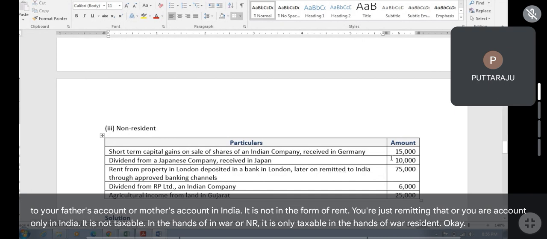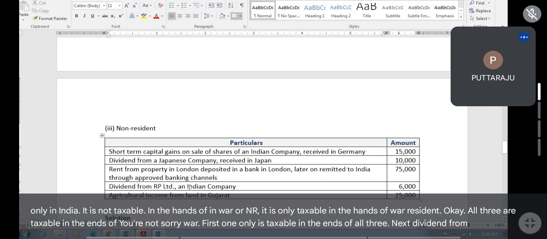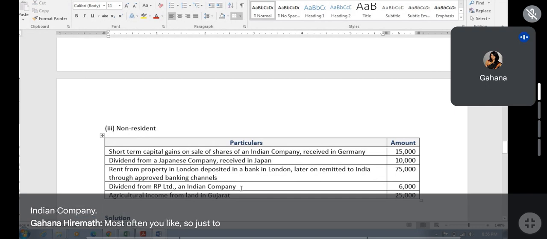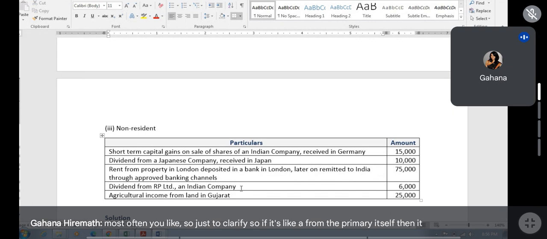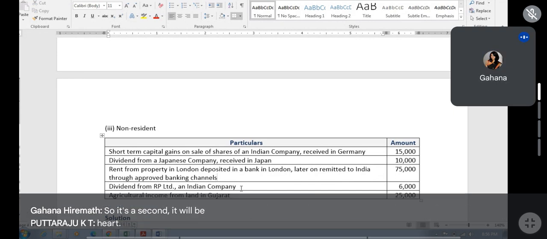Okay, all three are taxable in the hands of WAR. First one only is taxable in the hands of all three. Next, dividend from RP Limited, an Indian company. So, to clarify, if it's from the primary itself, then it will be taxable in the hands of all three. If secondary, it will not.